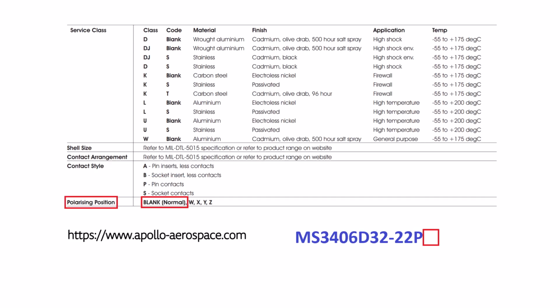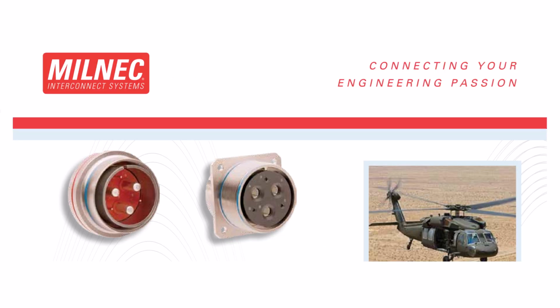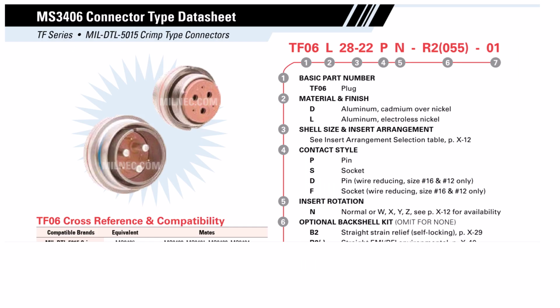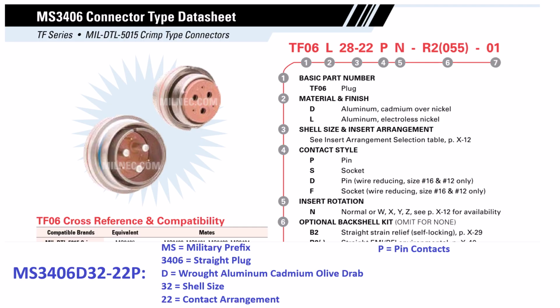Now that we broke down the part number, we can use the MILNEC Interconnect Systems Series MIL-DTL-5015 catalogue to create a part number. In the table of contents, choose plug on page 19. Here is page 19, and here are the details of our part number at the bottom of the page. With this information, we would select TF06 to start our part number.